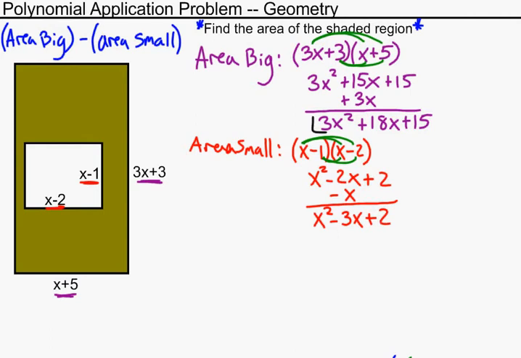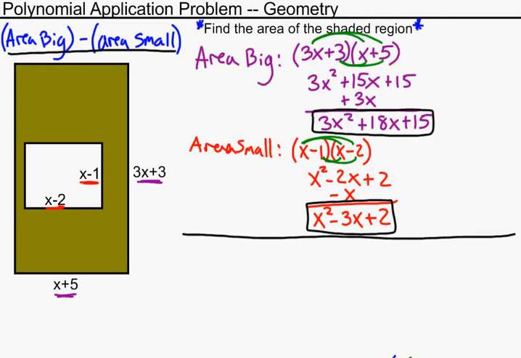So far I have these two quantities that I need to put into this expression that I wrote up here: area of big minus area of small. So I'm going to put a line across, and I'm going to actually do this area calculation. So area of big, notice how I put it in parentheses. I'm going to continue to do that. So I have 3x squared plus 18x plus 15 minus, in parentheses again, x squared minus 3x plus 2.